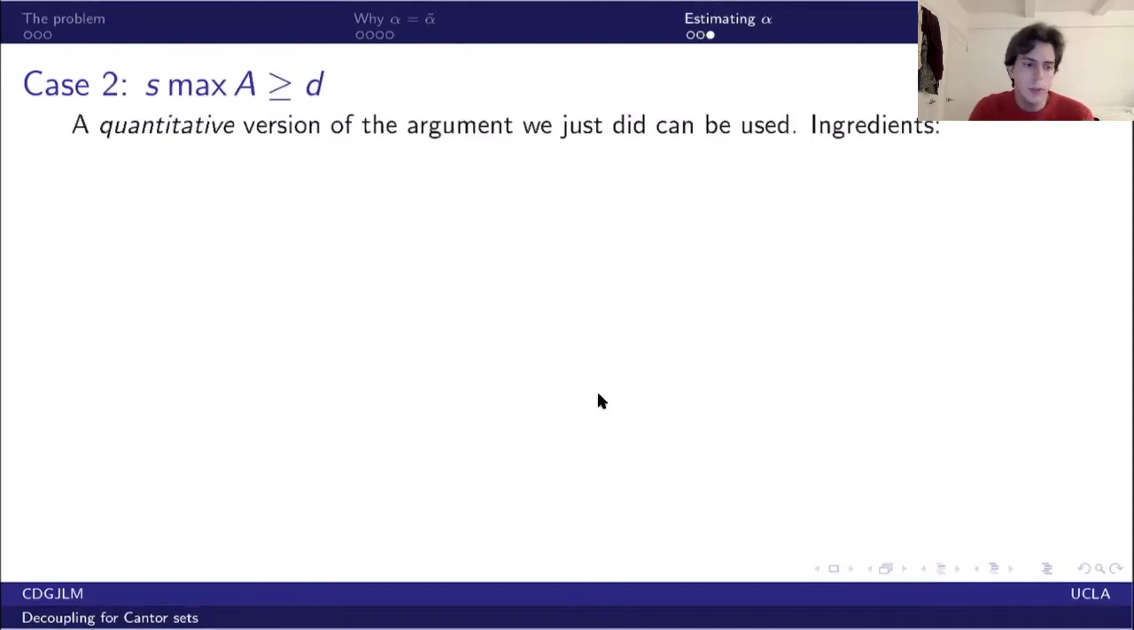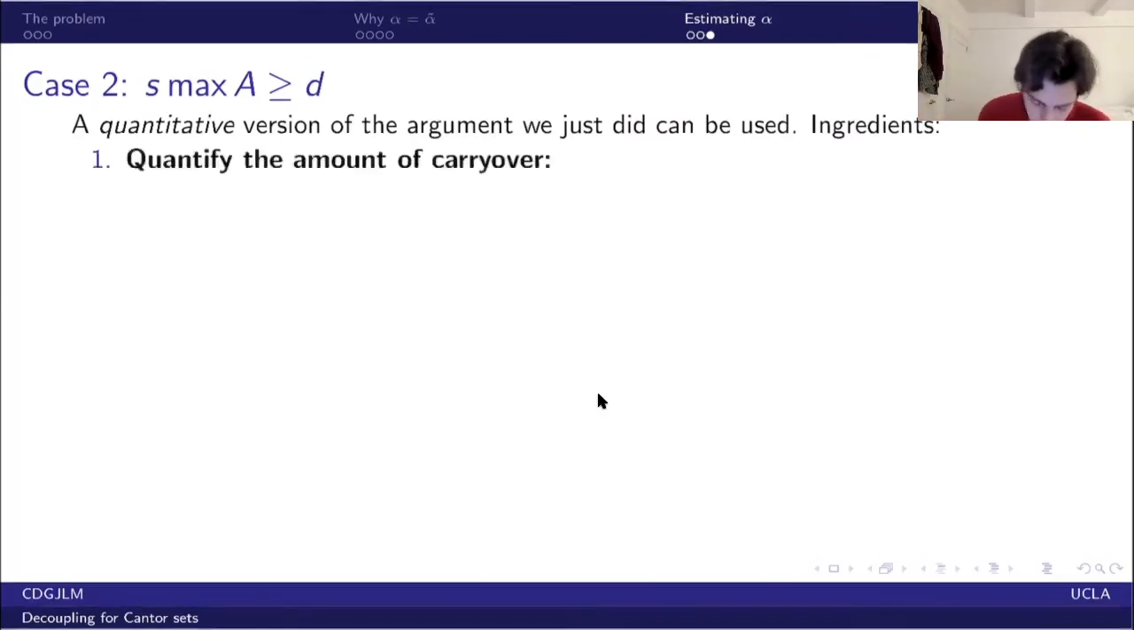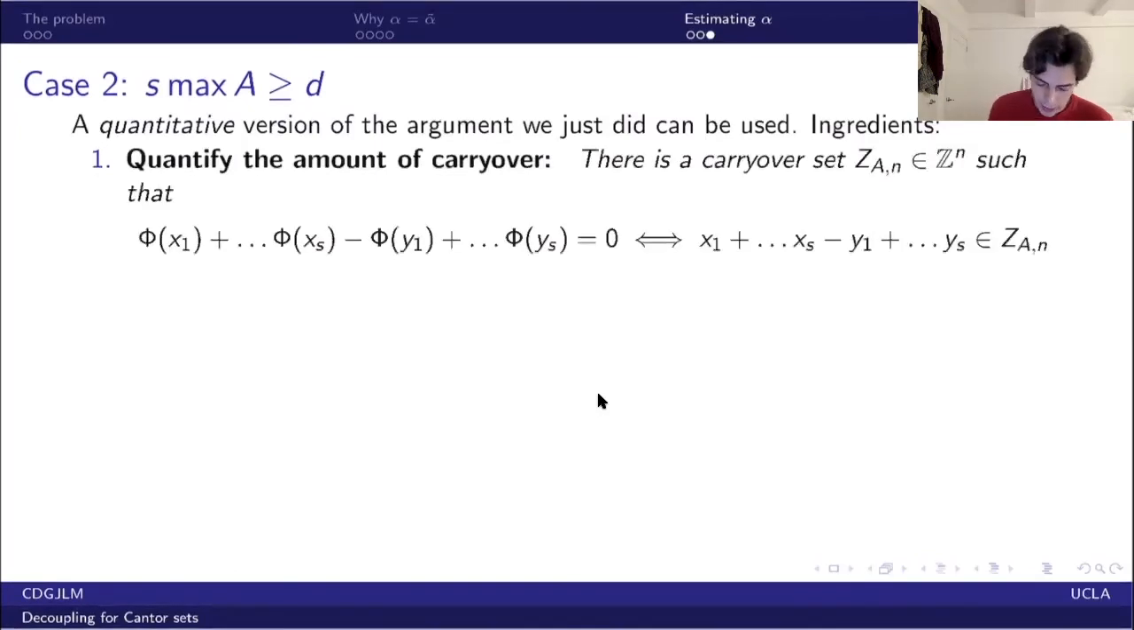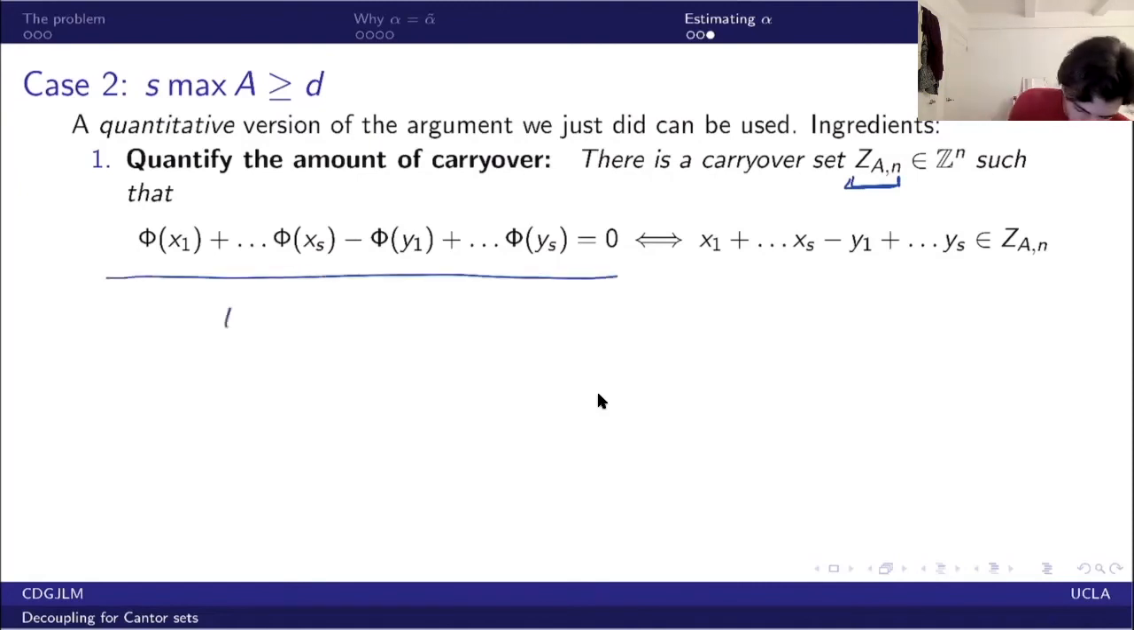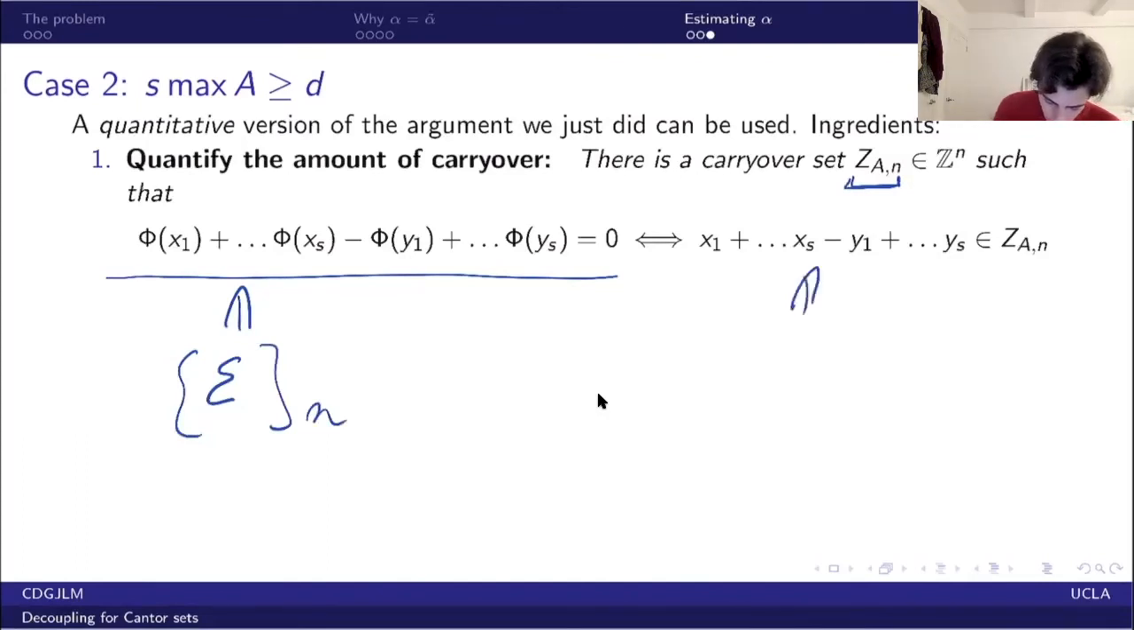So what you do is you copy what we just did, except you quantify the amount of carryover that there is, and you do a trick to make sure that the amount of carryover keeps being small. So the first thing that we're going to do is define a way to quantify how much carryover we have. And the way to do that is through the definition of this set. It turns out that there is a set which we're going to call the carryover set, such that if the left-hand side is equal to 0, remember those guys belong to the ellipsephic set. So those guys are like integers, while those guys over here belong to A to the n.